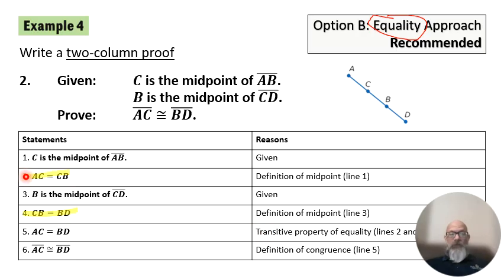AC equals BD. Now, you can write this in one of two ways. That is clearly the transitive property. It's pretty. AC equals CB, CB equals BD, therefore AC equals BD. It worked out perfectly, just like it did for congruence. So it's the transitive property of equality, lines 2 and 4. What else could you have called this instead of the transitive property of equality? You could have called it the substitution property of equality, or substitution.